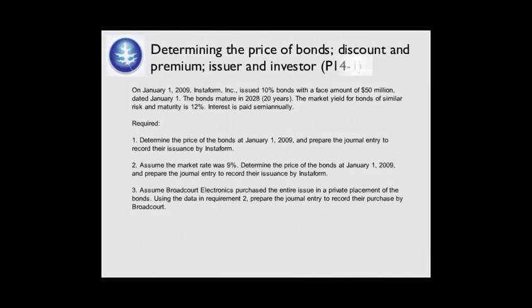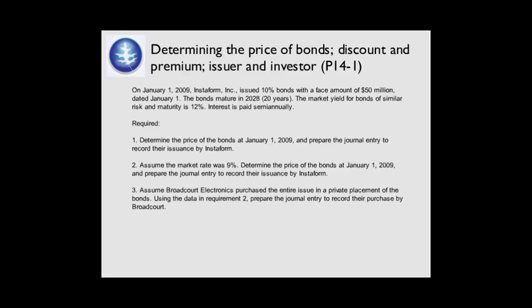On January 1st, 2009, Instaform Inc. issued 10% bonds with a face amount of $50 million, dated January 1st. The bonds mature in 2028 in 20 years. The market yield for bonds of similar risk and maturity is 12%. Interest is paid semi-annually. Okay, we've got a number of requirements.